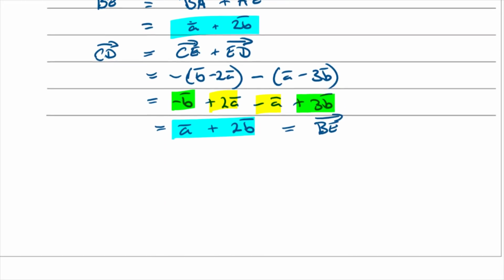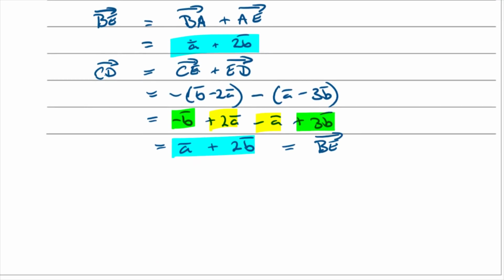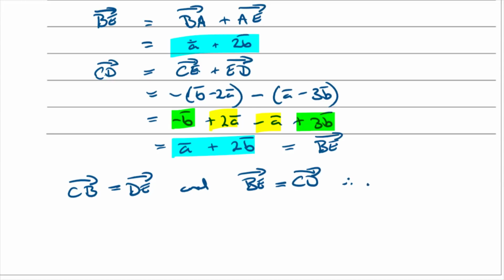Okay, so just to summarize that, I can say that CB equals DE. So C to B is equal to D to E, and B to E is equal to C to D. Therefore, BCDE is a parallelogram.